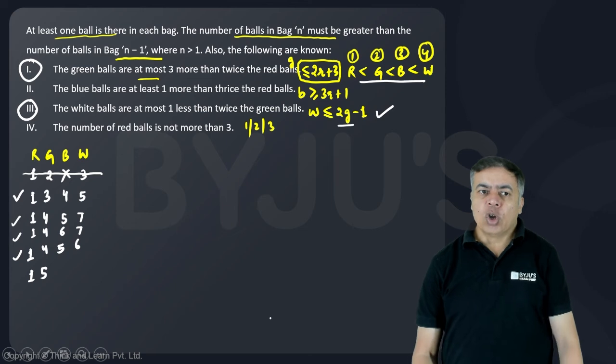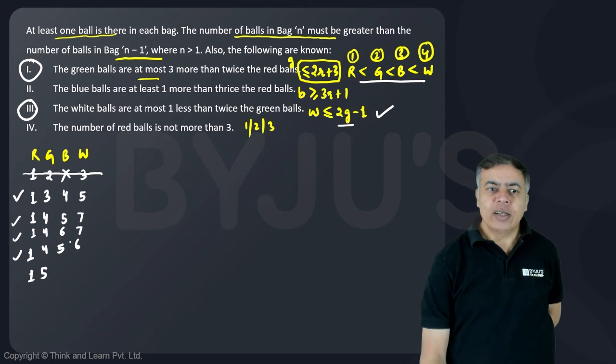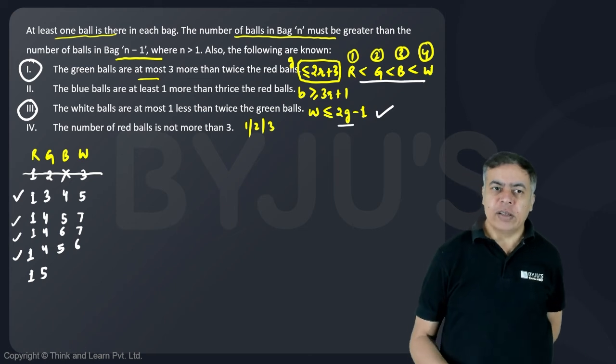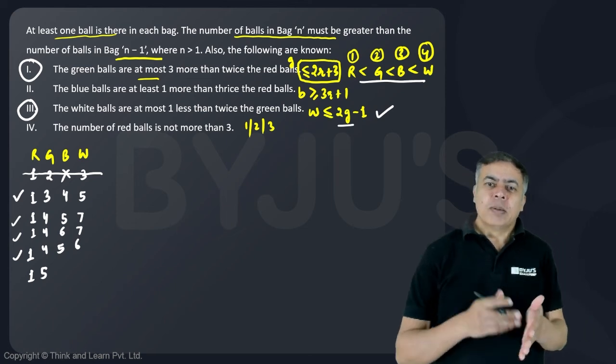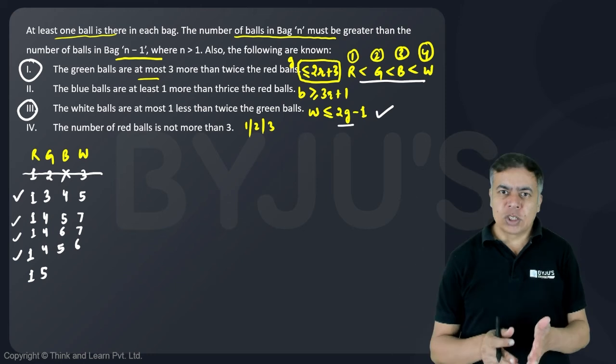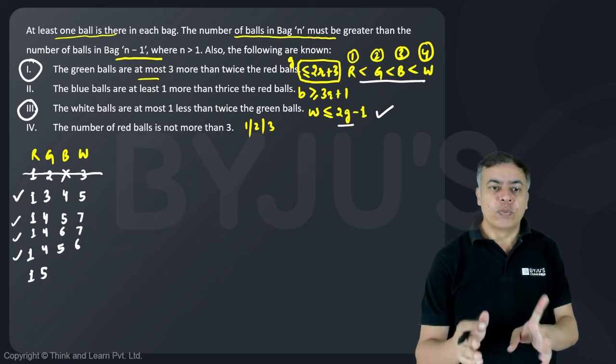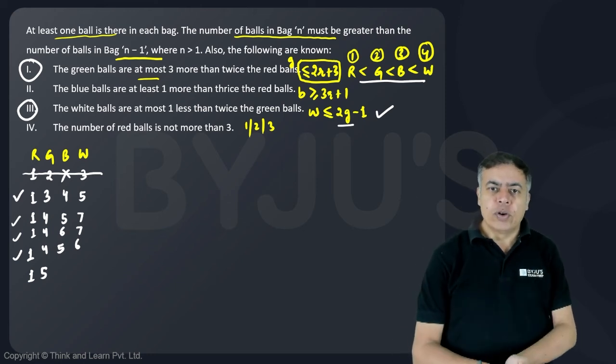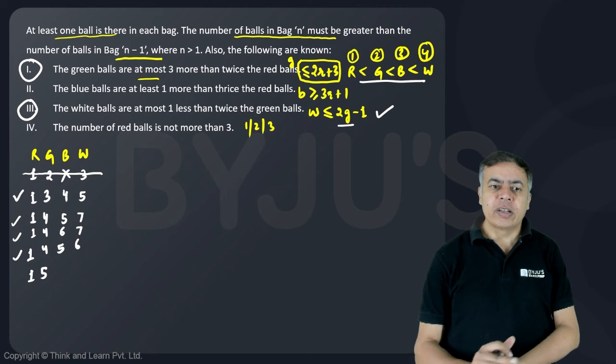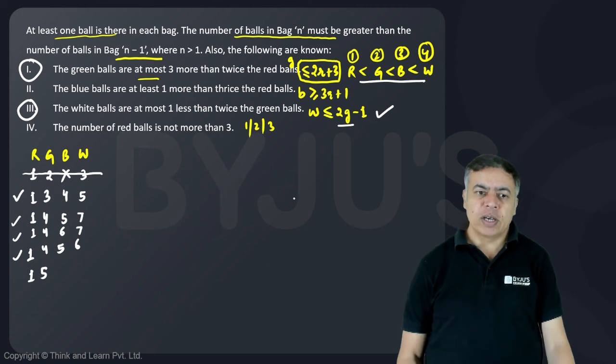So I have written these cases according to that third condition, that white. Second condition I am not checking because blue is greater than or equal to 3R plus 1. That is, red is 1, so blue should be greater than or equal to 4, and everywhere I am getting blue greater than or equal to 4 only. That's why I am not checking this.